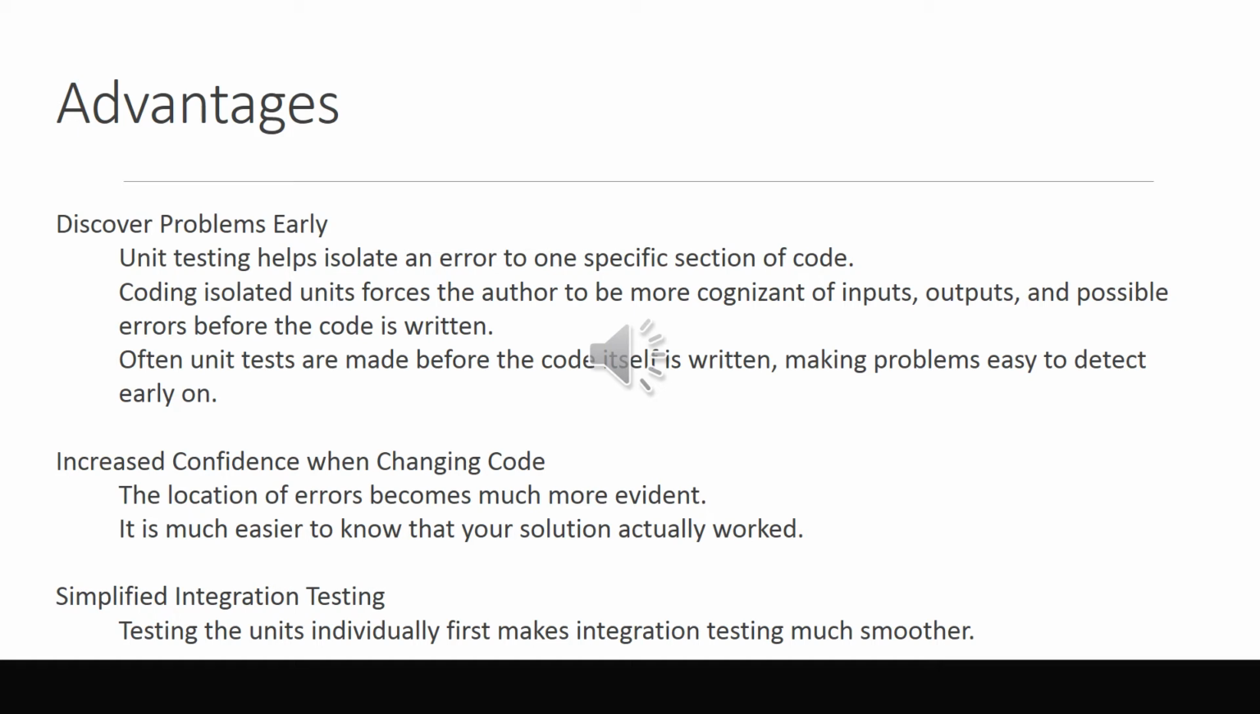Another advantage is that you have increased confidence when changing code. Basically, it's much easier to know if the change that you made actually worked. If you only change one unit and then you can test it, and if it worked, then you know that the problem came from that unit.